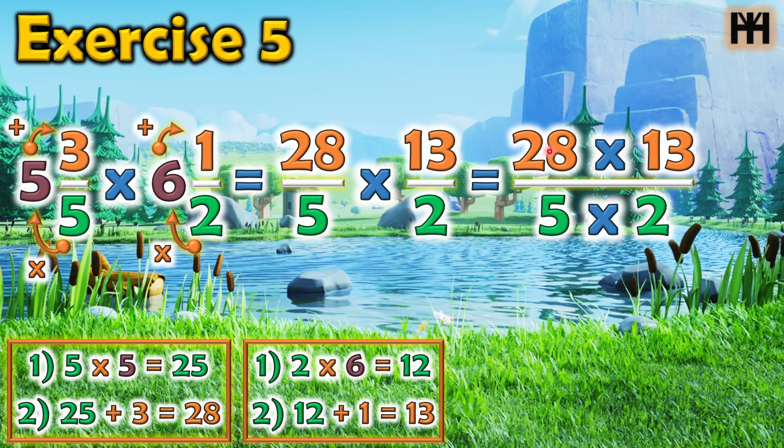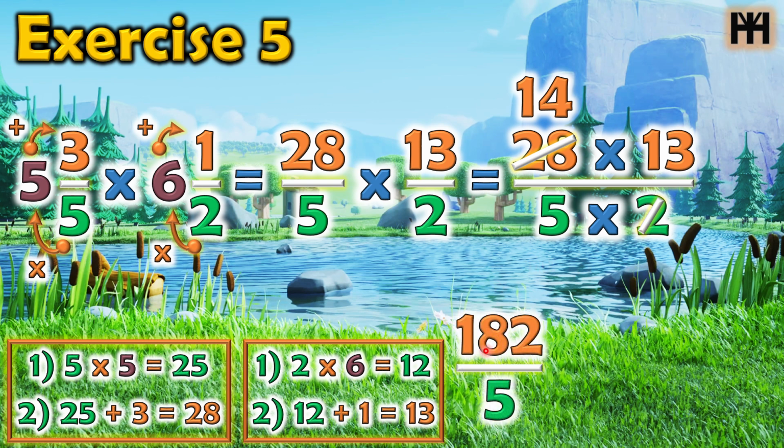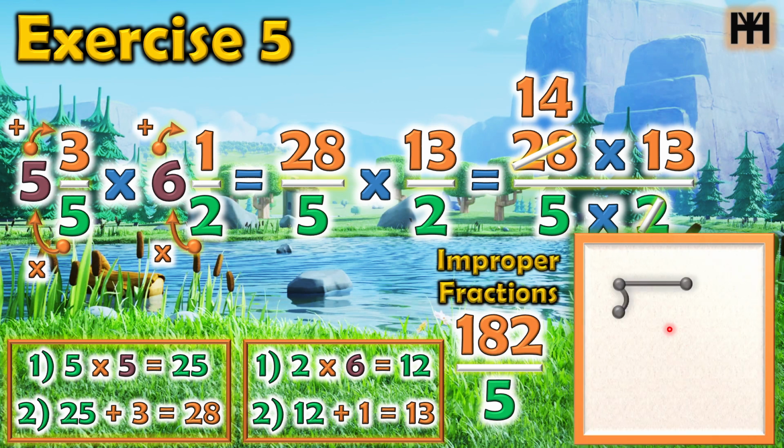Can we simplify it? Yes. Let's say we have 28 divided by 2. 28 divided by 2 is 14. So it's 14 times 13 over 5. So it will be 182 over 5. Okay, so it's an improper fraction. Let's simplify it.